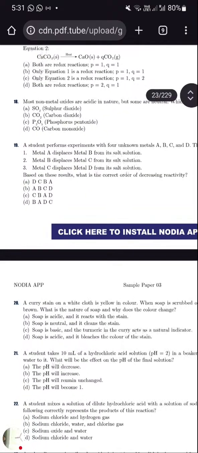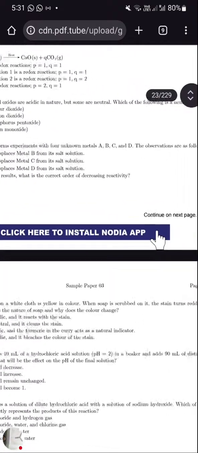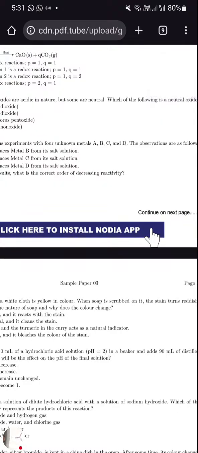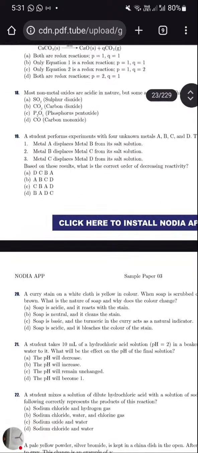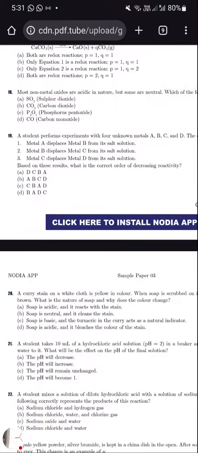Next one. A student performs an experiment with 4 unknown metals A, B, C, D. Observation as follows. So here metal A displaces B, B is displacing C, C is displacing D. Based on this, we need to arrange them in the correct order of decreasing reactivity. So which is less reactive?